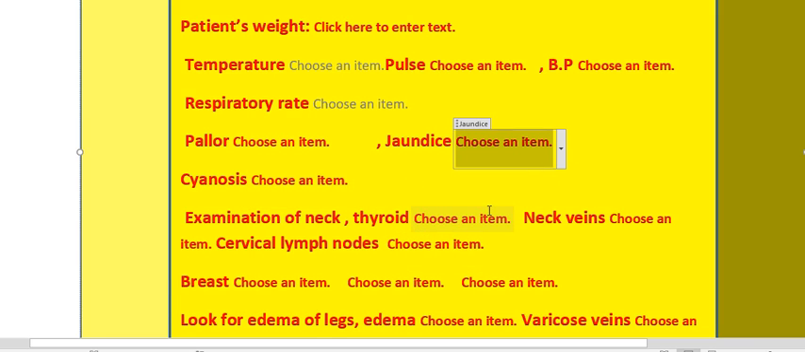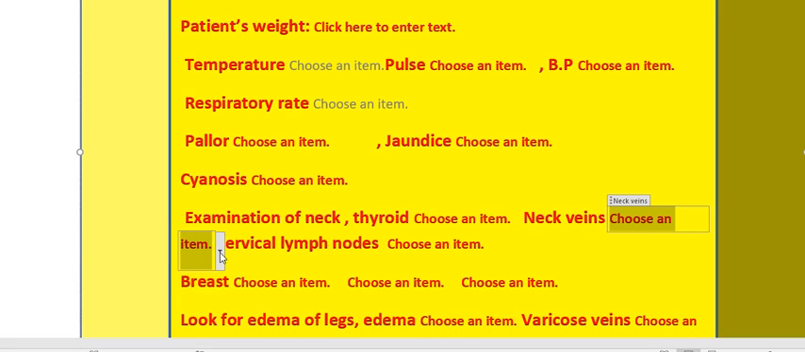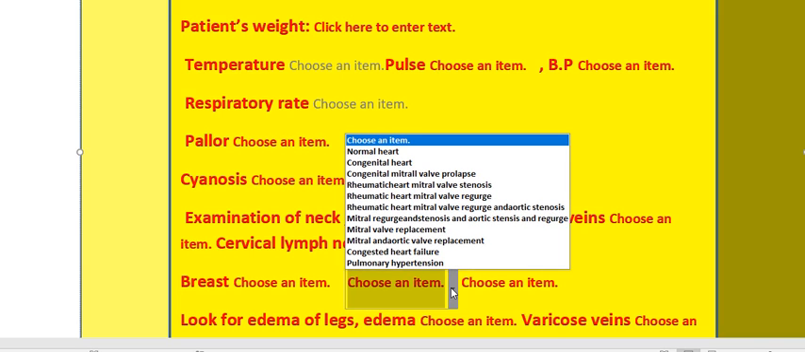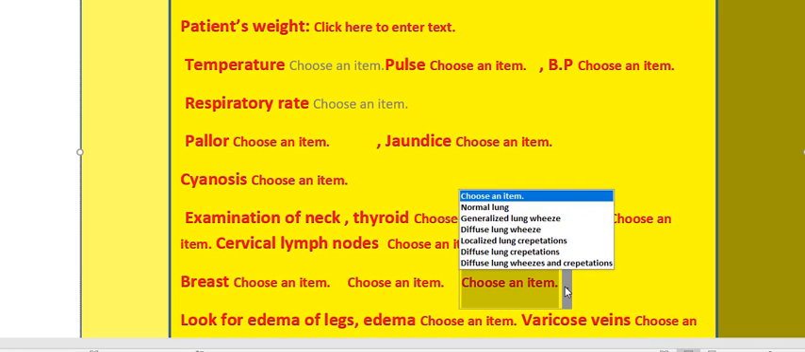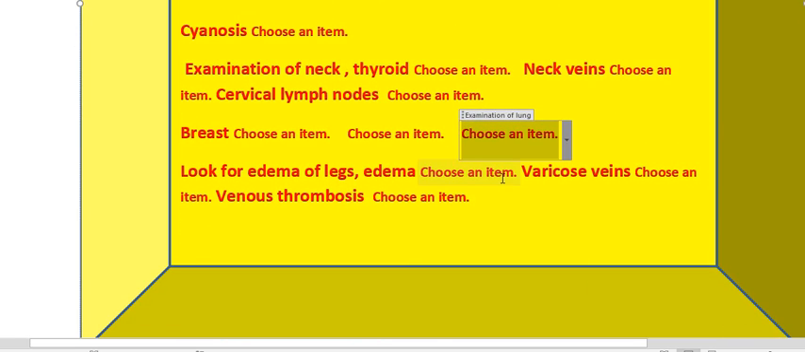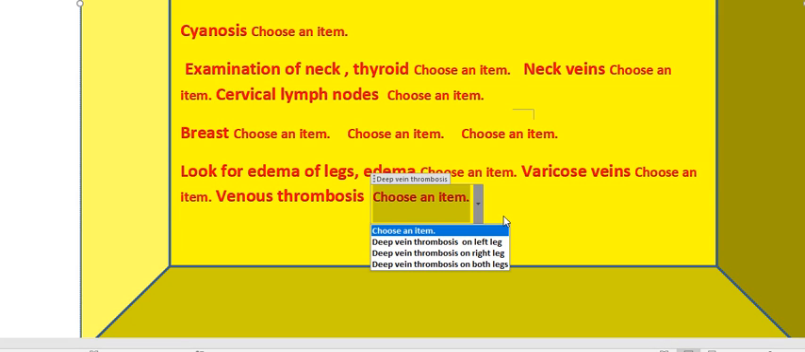And then we look at the neck, for the thyroid, for the neck veins, for the cervical lymph nodes. Then we look at the breast, the heart, and the lung. Then we look at the legs for edema or varicose veins. Deep venous thrombosis is one of the problems you may have during pregnancy or the postpartum period.